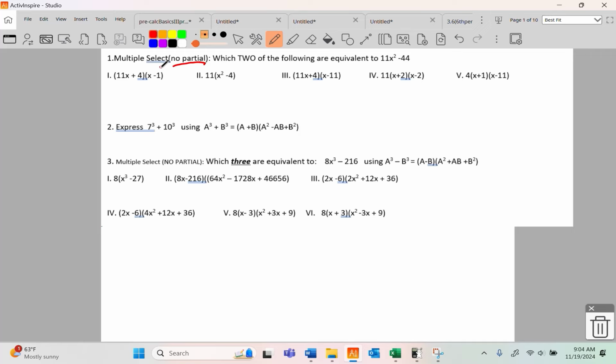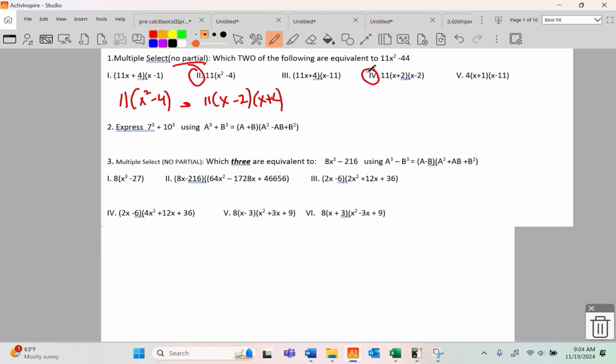You should know how to factor. You can pull out 11. That'll give you x squared minus 4. There you go. There's a choice. Now, x squared minus 4 is x minus 2 times x plus 2.